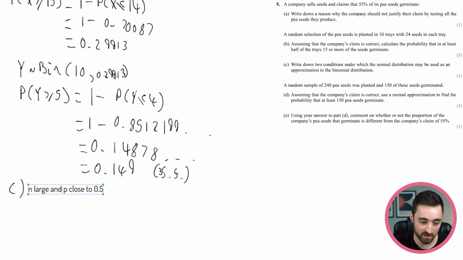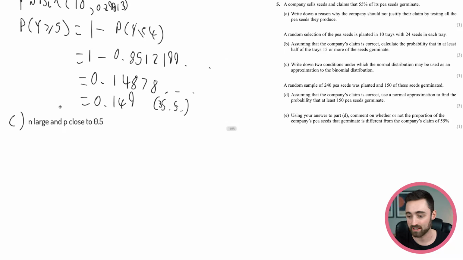Fantastic. I've fully gone through why this is the case on AITutor. I'm not going to do it here. Okay, so part D says a random sample of 240 pea seeds was planted and 150 of these seeds germinated. Assuming the company's claim is correct, so the 55% thing, use a normal approximation to find the probability that at least 150 pea seeds germinate.